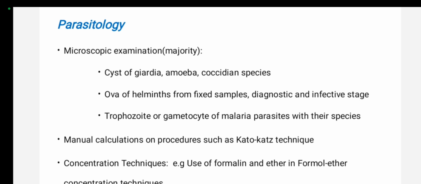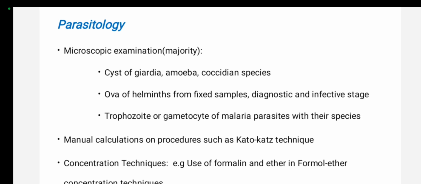Okay. After counting the number of ova we have seen on the 41.7 gram of the stool, we have to make a calculation for the number of ova per ml. So we have to know the CATOCAS calculations.